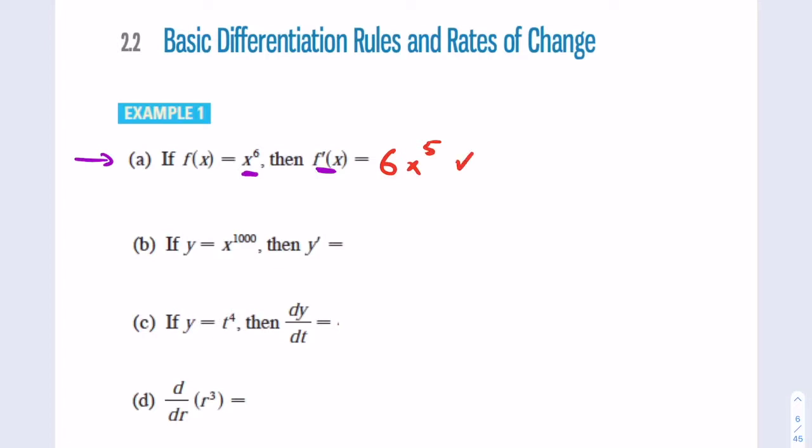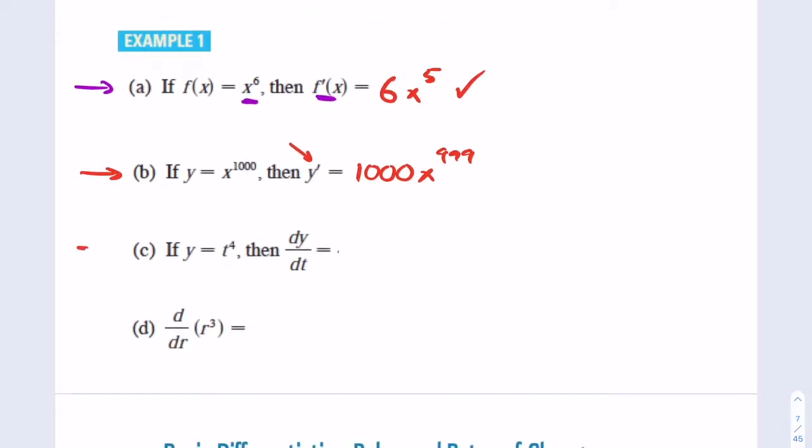Here's part B. Go ahead and write part B down. We already did this one. If y equals x to the 1,000, then y prime, that's a little prime symbol, it's kind of stuck with the y there, and y prime will equal 1,000x to the 999th power. Here's part C.